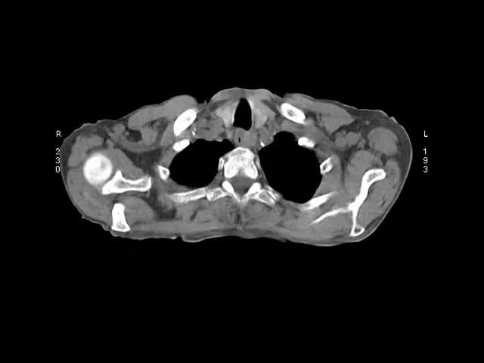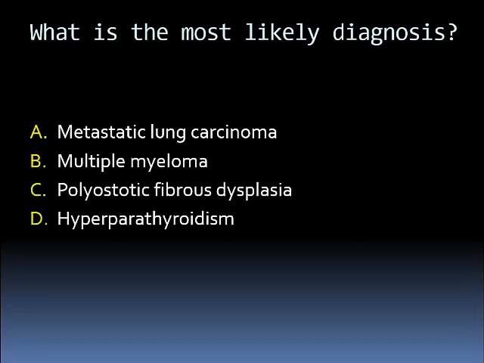And here's a CT scan on this patient that was done without intravenous contrast because of his renal insufficiency. And we can again see this abnormality sitting here along the lateral tracheal margin. So we'll go to the question in this case, what is the most likely diagnosis? Metastatic lung carcinoma, multiple myeloma, polyostotic fibrous dysplasia, or hyperparathyroidism?